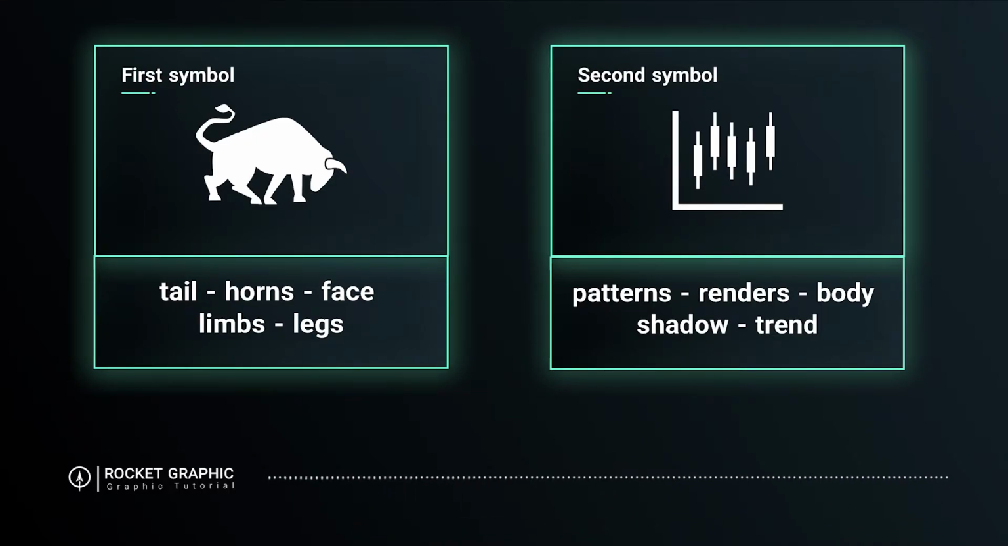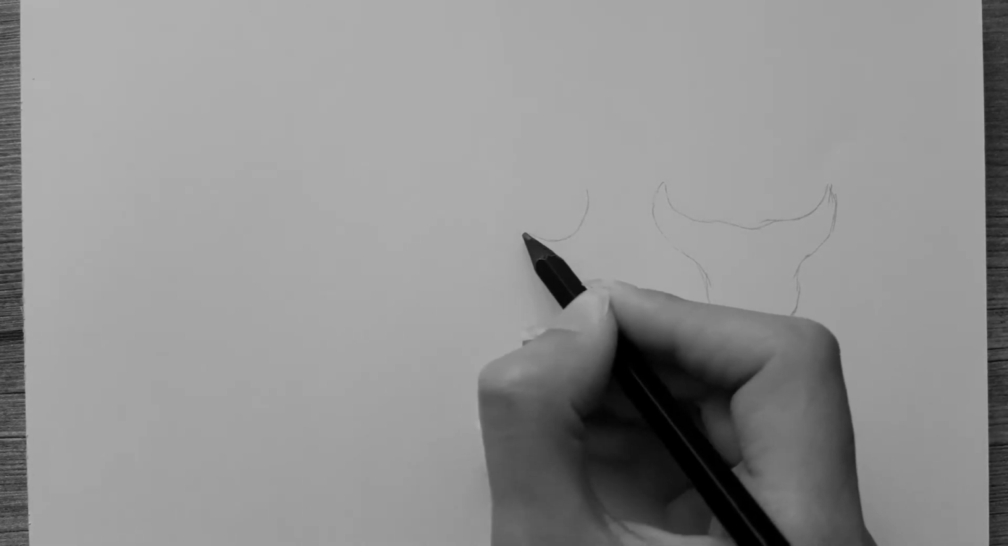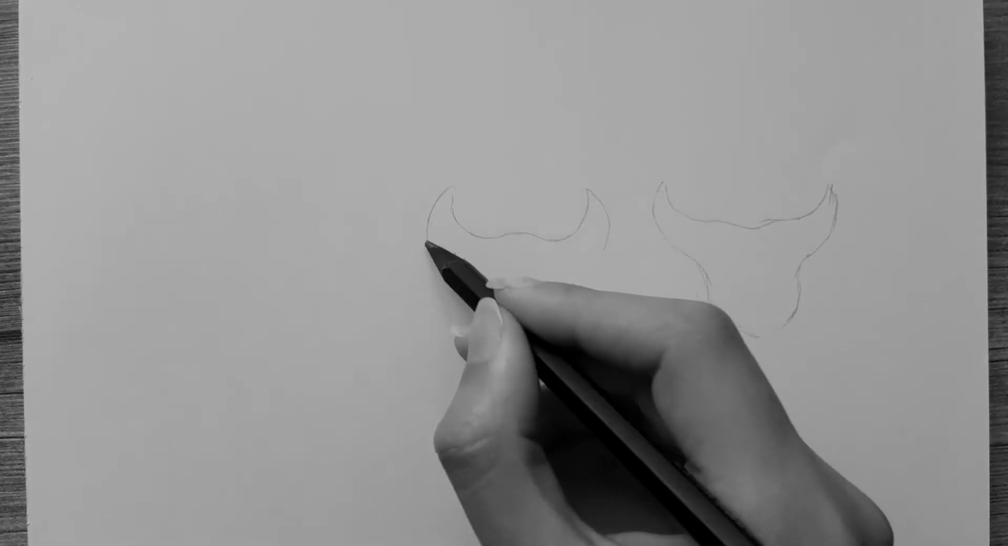In this step, we select the parts that we want to be in the logo from the elements in these symbols. In this design, we select the face and horns from the bull symbol, and the shadow and trend from the candle symbol body. Now it's time to go on paper and start designing. First, we try to draw the shape of the face and different horns of the bull very quickly and easily to choose the shape we want from them.